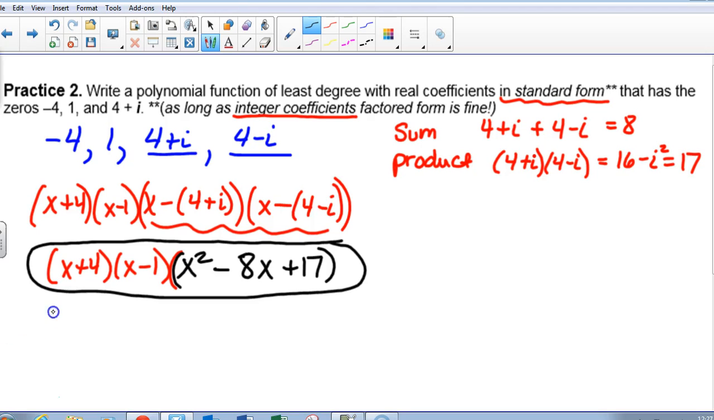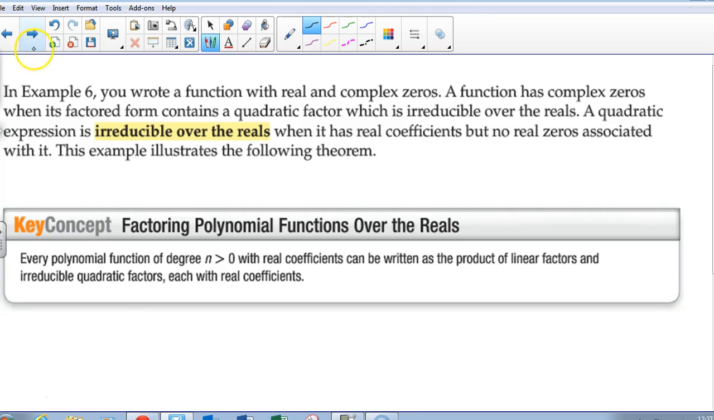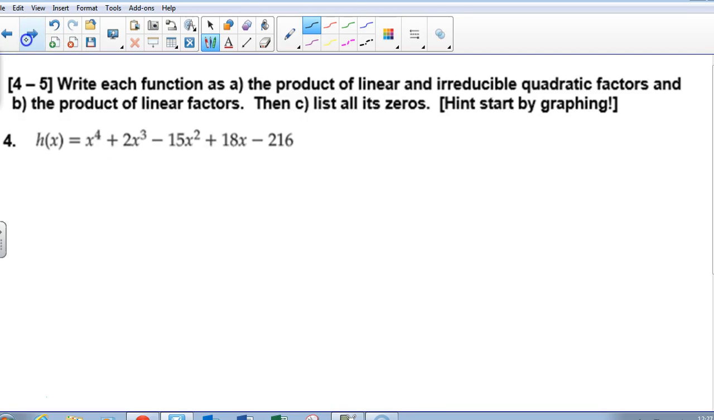All right. The book, guys, would continue to FOIL this all together until they got an x to the 4th, x cubed, and so on. I'm good with leaving it like this. All right, here we go. The directions for the rest of these say you need to find it as a product of linear factors or irreducible quadratic factors with real coefficients. Irreducible just means you can't factor it any further with real numbers.